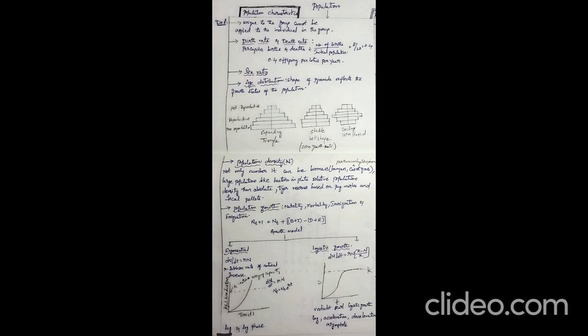So this will be given as a formula, Nt plus 1. After some point of time, the population growth is equal to Nt, that means the initial population density, plus B plus I, birth rate plus immigration, minus D plus E, death rate plus emigration. So this gives Nt plus 1 equals Nt plus B plus I minus D plus E. This gives you the population growth.